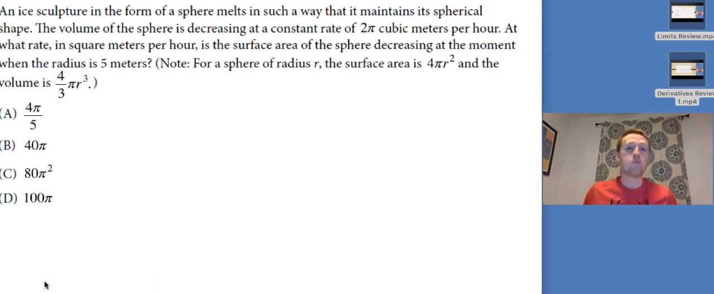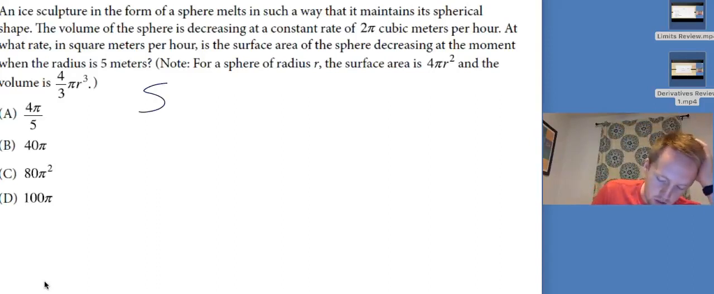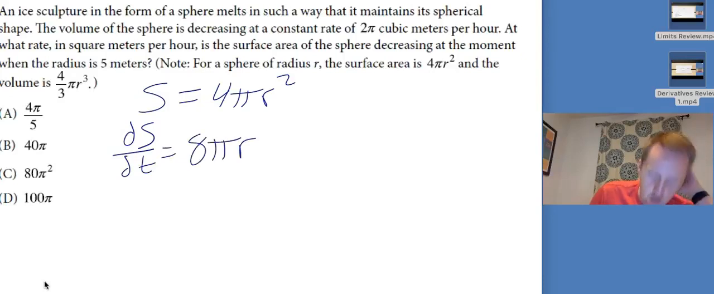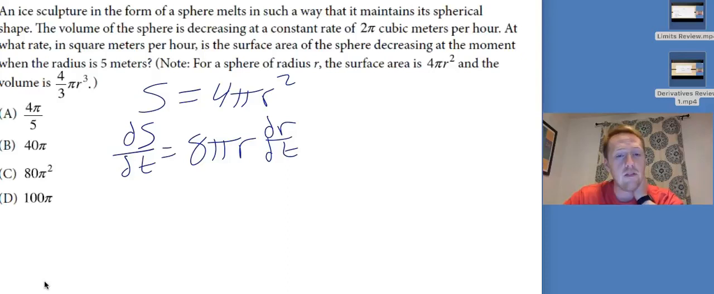Okay, this is a related rates problem. It's going to use implicit differentiation. So I need ultimately the rate of change for the surface area. So I'm going to take S equals 4 pi r squared and differentiate it. That's going to be 8 pi r, but I'm differentiating with respect to t, so I'm going to need dr/dt. Well, I know the radius is 5. Oh, no one gave me dr/dt though, did they? I'm going to have to do something to solve for it.